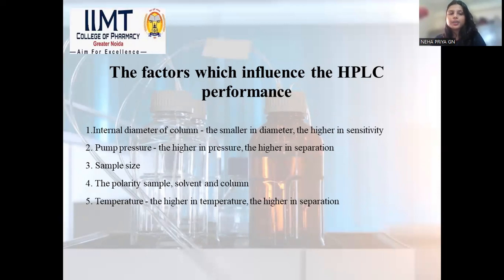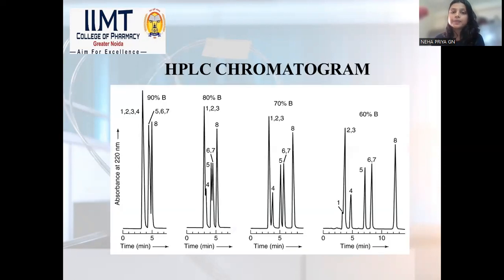Fourth is the polarity of sample, solvent, and column. The last one is the temperature, as the column temperature can increase very rapidly. So the HPLC needs to be maintained in a good atmosphere, and we need to maintain the temperature of the HPLC. So this is all the stuff we have to take care of while working with HPLC.